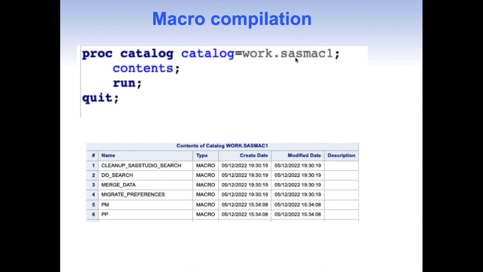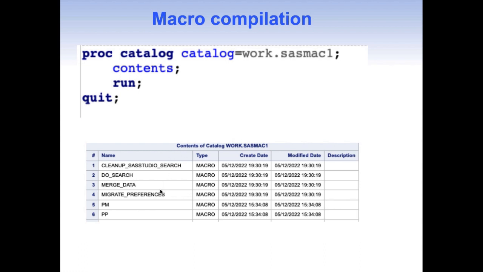As I'm using SAS Studio, it is SASMAC1. For others, it could be SASMACR, or it could have a different catalog name. Now, if I run proc catalog catalog equal to work.sasmac1; contents; run; quit; I can find which compiled macros are available to me. Here you can see that I have close to 6 macros. I have just taken a partial print of this one and kept it here.